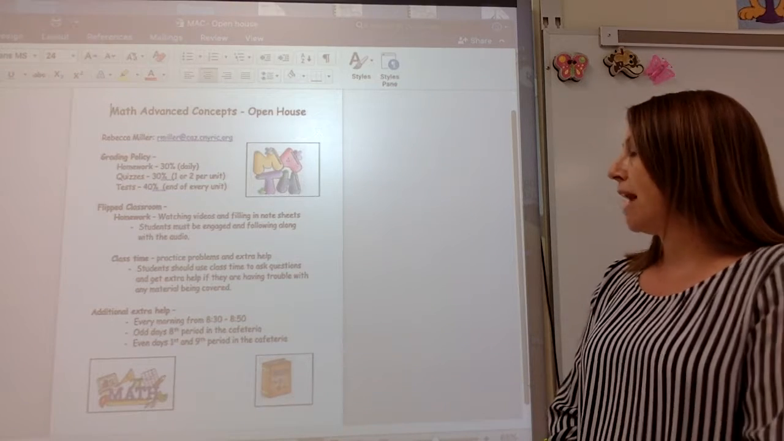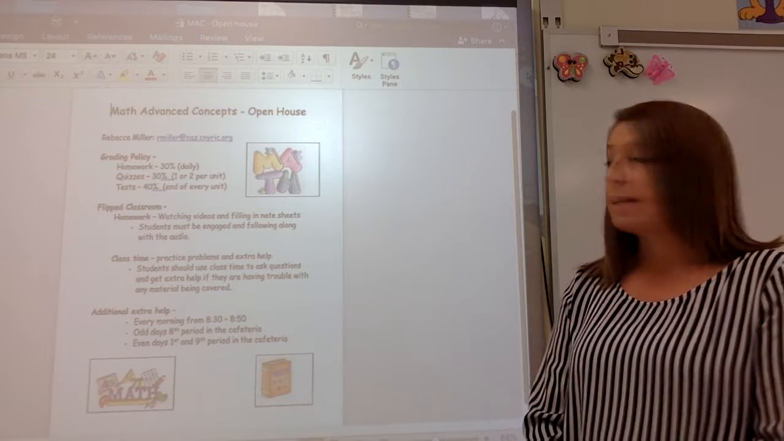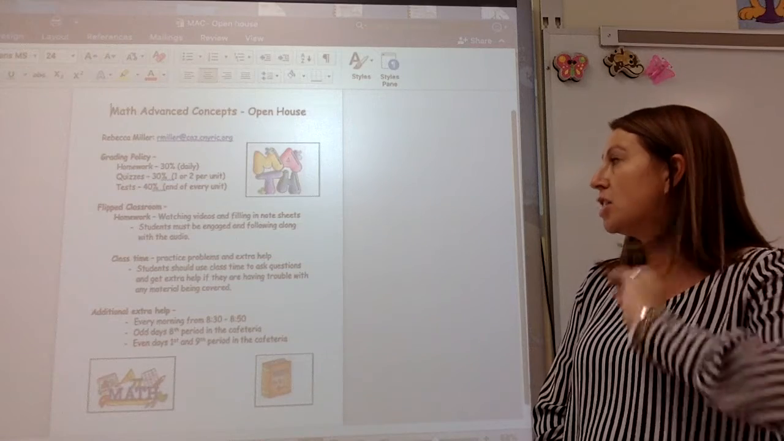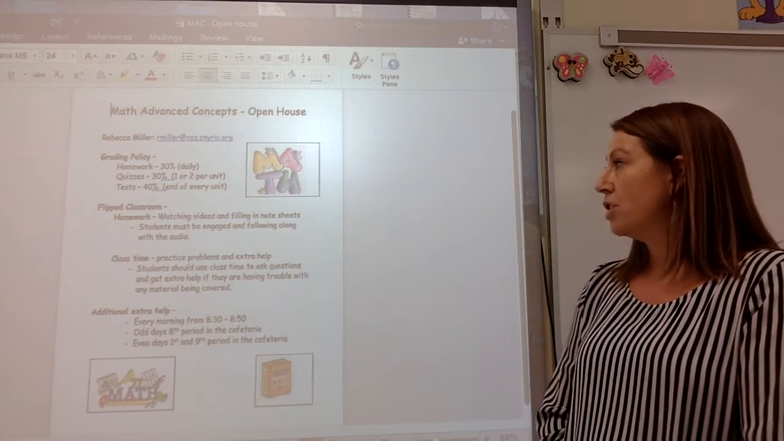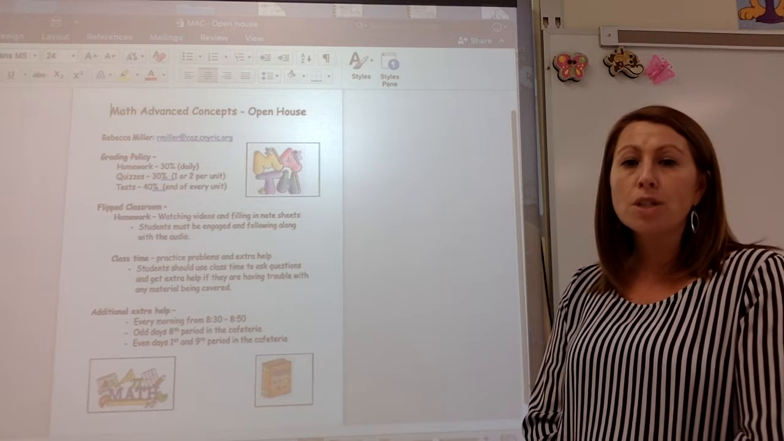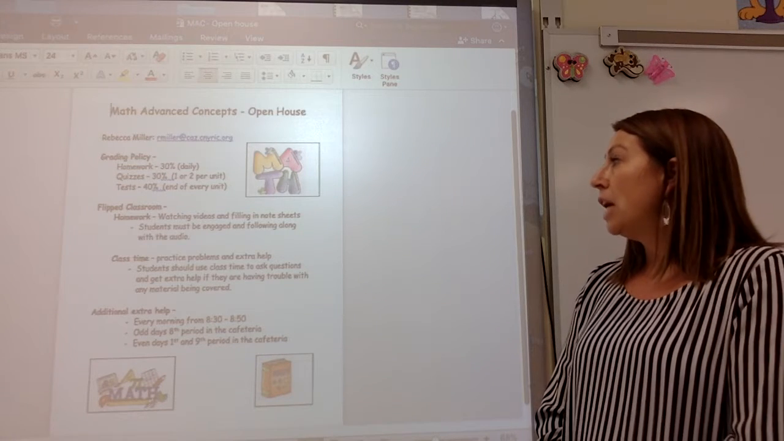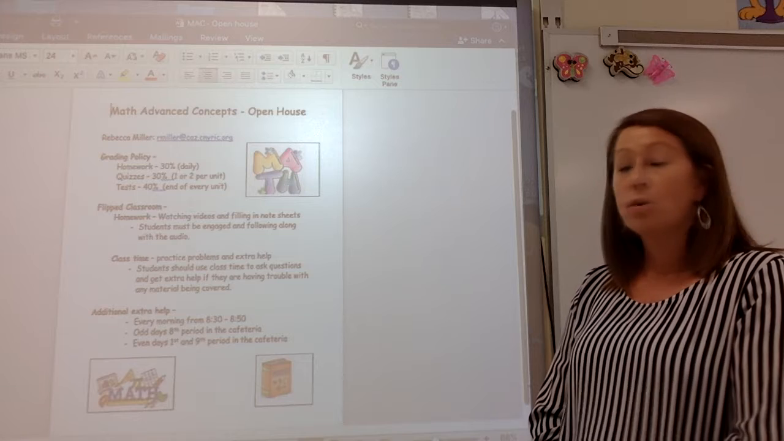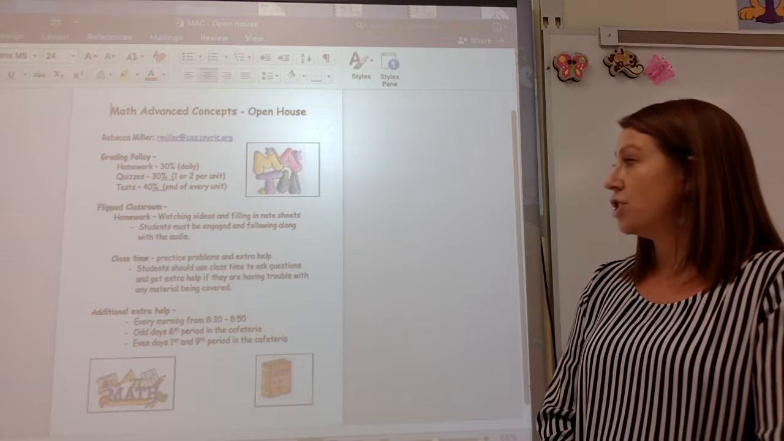A few things about our class. First of all, my grading policy. Homework, which is given daily, is 30% of the student's average. Quizzes are 30% as well, and there's usually 1 to 2 quizzes per unit. Unit tests given at the end of every unit are 40% of their average.